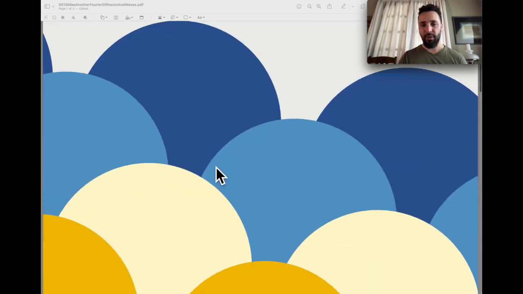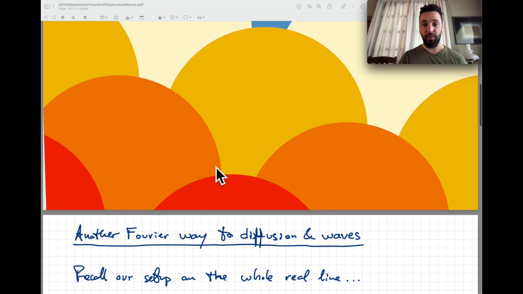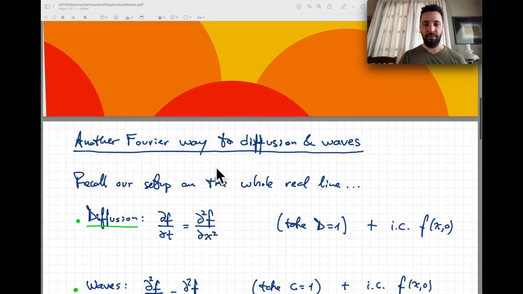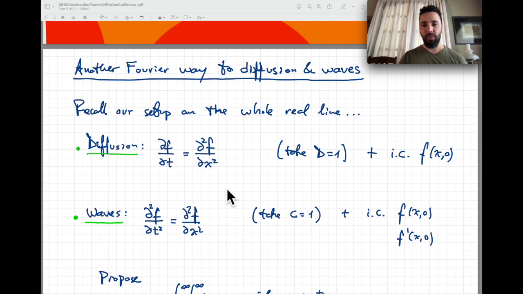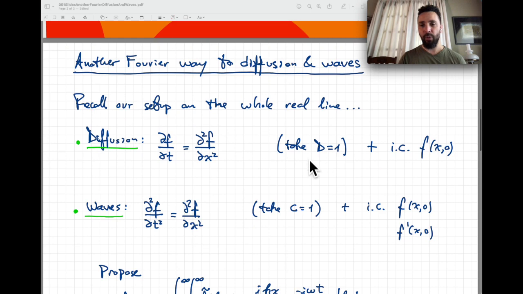So if you recall our last couple of videos, we talked about diffusion and waves and the problem of solving the diffusion equation and the wave equation in one-dimensional settings using the Fourier transform. And our problem was set up on the whole real line, and we took here in this diffusion equation the diffusion constant to be 1. And in the case of waves, we took in the wave equation 1 over c squared here, where c was the speed of light or the speed of sound or whatever wave you're dealing with.